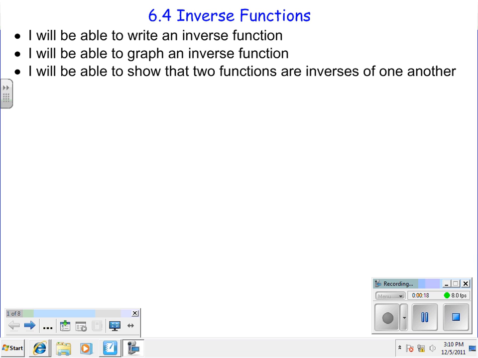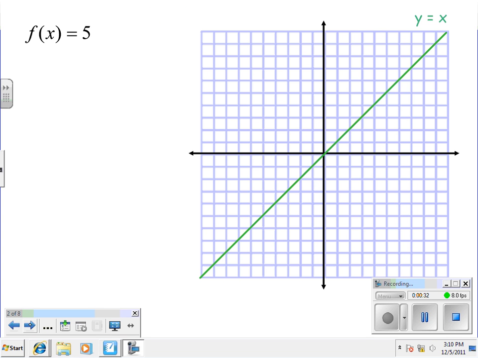So here are the main objectives: be able to write an inverse function, understand how it works from one to the other, be able to graph that function and see the relationship back to the original function, and be able to show that two functions are inverses of one another. So let's just start really simply here. Okay, what is an inverse?